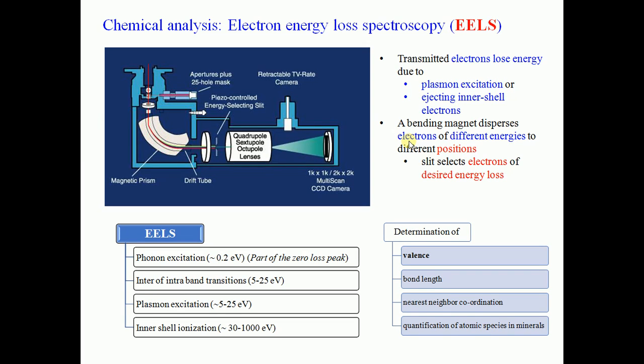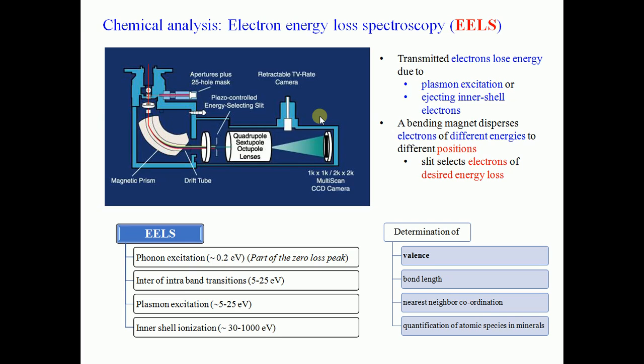So this is another aspect of the transmission electron microscopy called electron energy loss spectroscopy. With the help of electron energy loss spectroscopy, we can know about the valence of the material. We can know the bond length. We can know the nearest neighbor coordination. We can quantify the atomic species in the minerals, meaning chemical analysis.